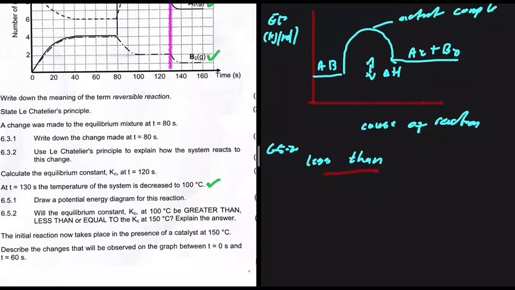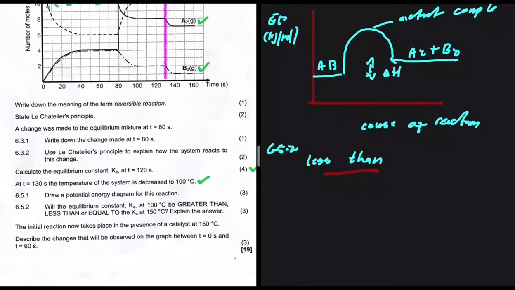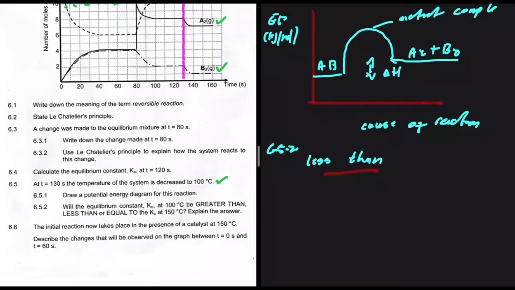If you increase the temperature from 100 to 150, your forward reaction is going to be favored. You're going to have more products versus the reactants. So for 6.5.2, we have less than, and that is the reason. The forward reaction is endothermic, so if you decrease the temperature, the reverse reaction is going to be favored. We have less product, so the value of Kc goes down, because Kc is products divided by reactants. That is why we are seeing less than.